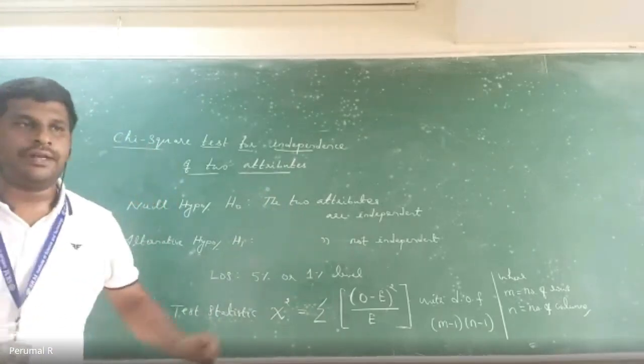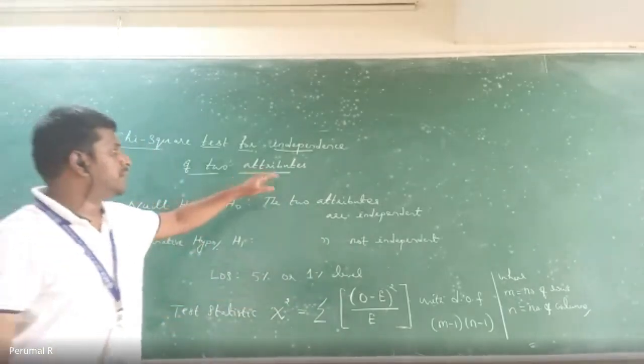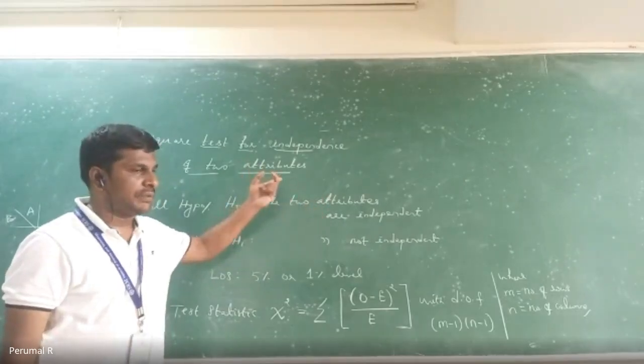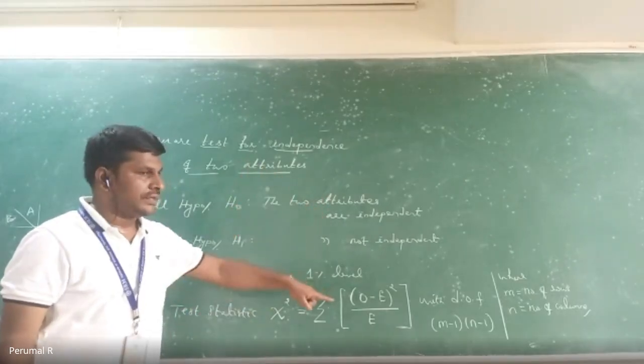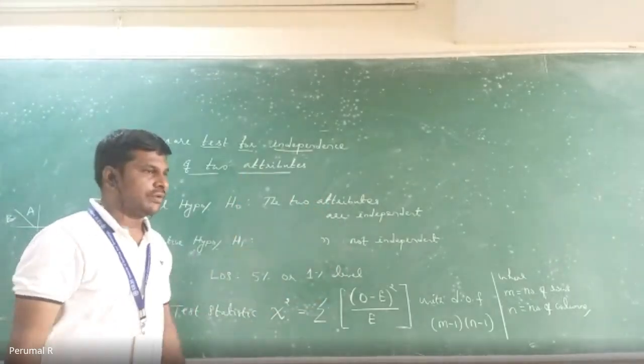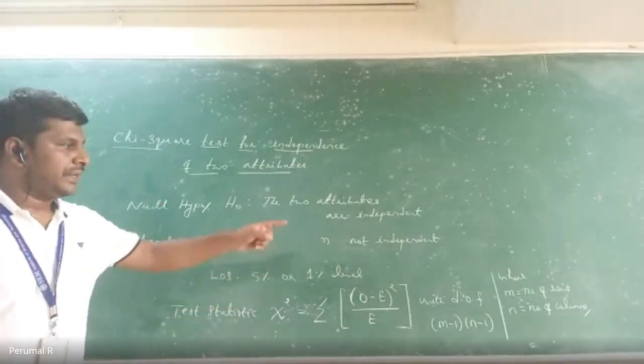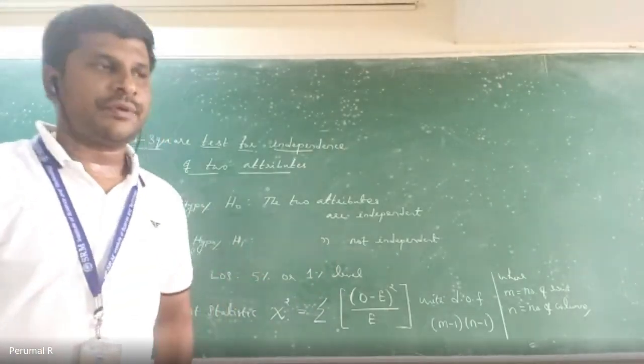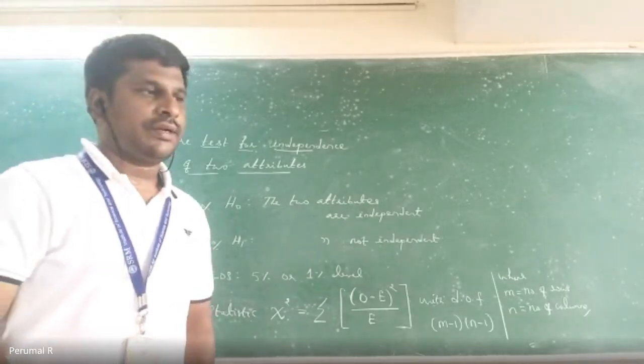So any doubt? The only thing is, previously for goodness of fit the degrees of freedom is n minus 1, where n represents the sample size. Here the degrees of freedom is (m minus 1)(n minus 1), where m is the number of rows and n is the number of columns. Any doubt for this procedure? Then we move on to the next thing.